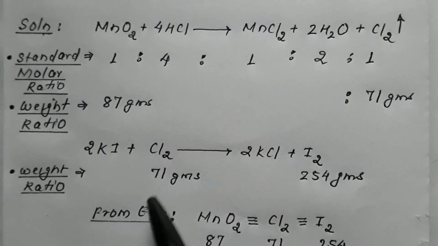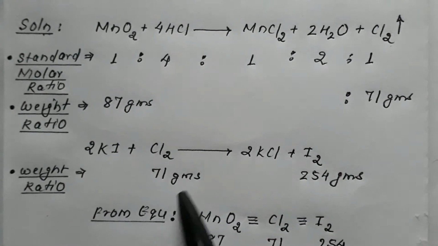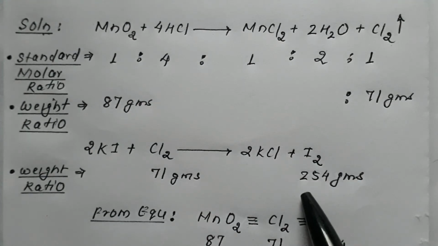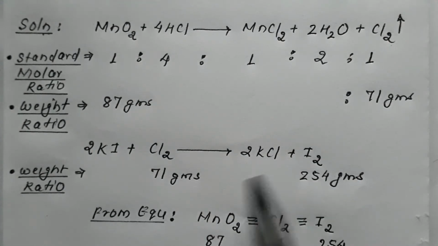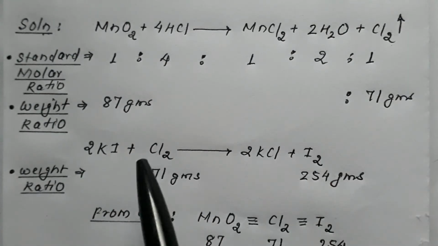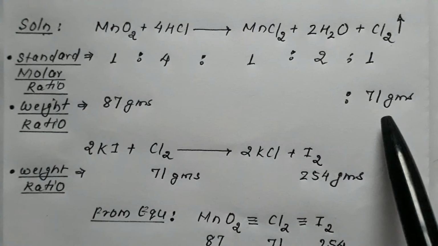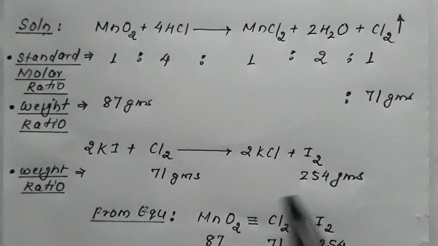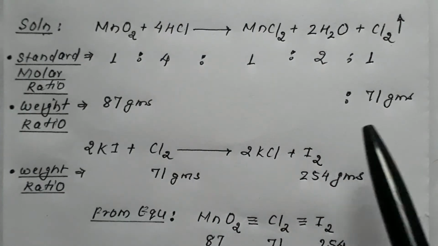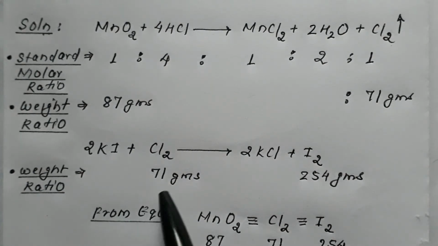So chlorine, 1 mole of chlorine, is 71 grams, and iodine is also 1 mole, so iodine is 127 into 2, 254. Based on this, we can say that in this equation, 87 will produce 71, and this 71 will produce 254. 87 grams of MnO2 will produce 71 grams of chlorine, and 71 grams of chlorine will produce 254 grams of iodine.